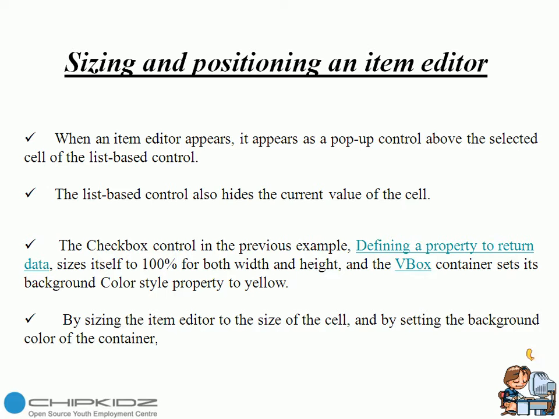The checkbox control in the previous example defines a property to size itself to 100% for both width and height, and the VBox container sets its background color style property to yellow, sizing the item editor to the size of the cell and setting the background color of the container.